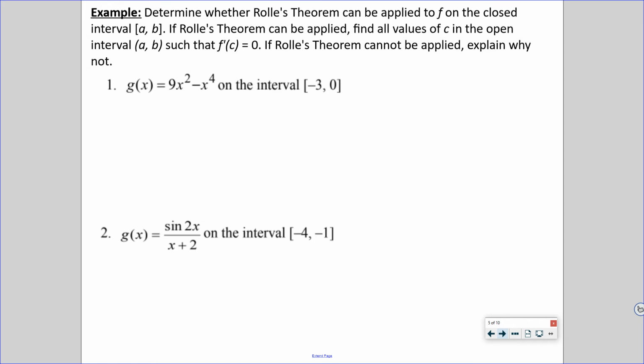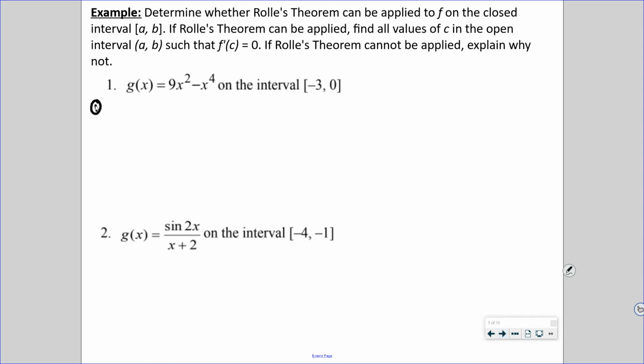We'll see. Okay. Determine whether Rolle's theorem can be applied to f on the closed interval a to b. If Rolle's theorem can be applied, find all values of c in the open interval a to b such that you have a horizontal tangent, f prime of c equals 0. If Rolle's theorem cannot be applied, explain why not. Okay, here I have a nice polynomial function on the interval -3 to 0.